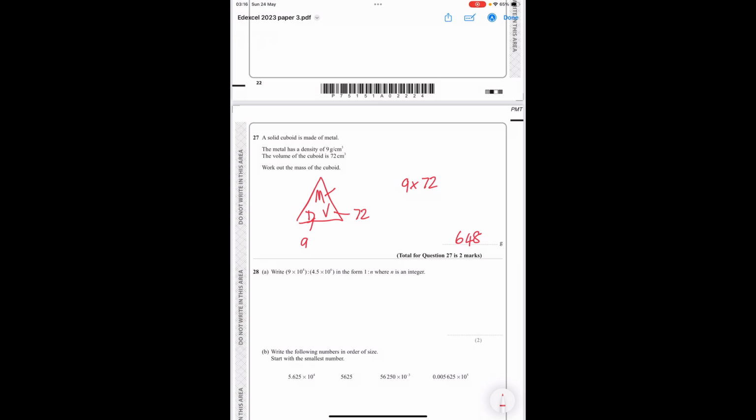Write this in the form 1 to n. So if I put that in my calculator, write this ratio in the form 1 to n. So I want this to be 1 and this can be any number. So to get from this one to this one, I'm going to divide by 9 times 10 to the 4. So to find n, I'm going to do 4.5 times 10 to the 6 divided by 9 times 10 to the 4. And I get the answer 0.5 times 10 to the 2, which if I took away this standard form, that would give me the answer 50. So my answer is 1 to 50.